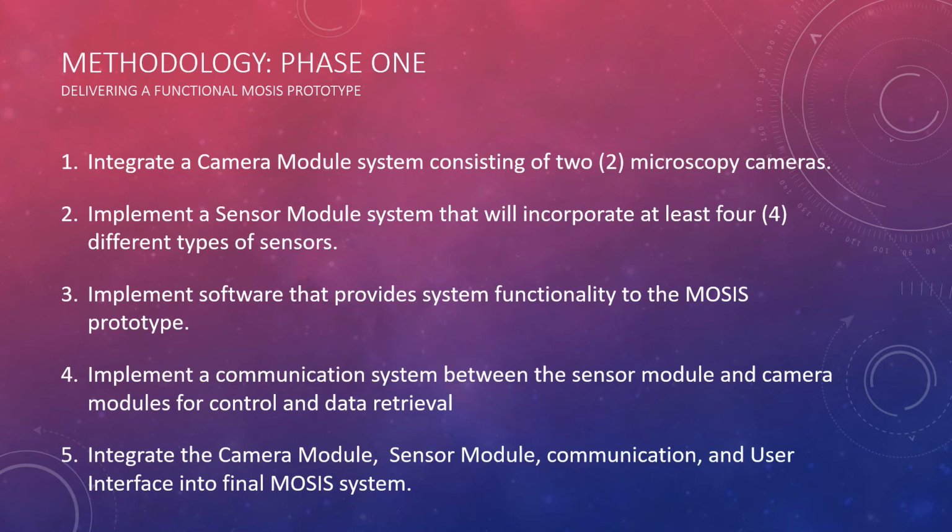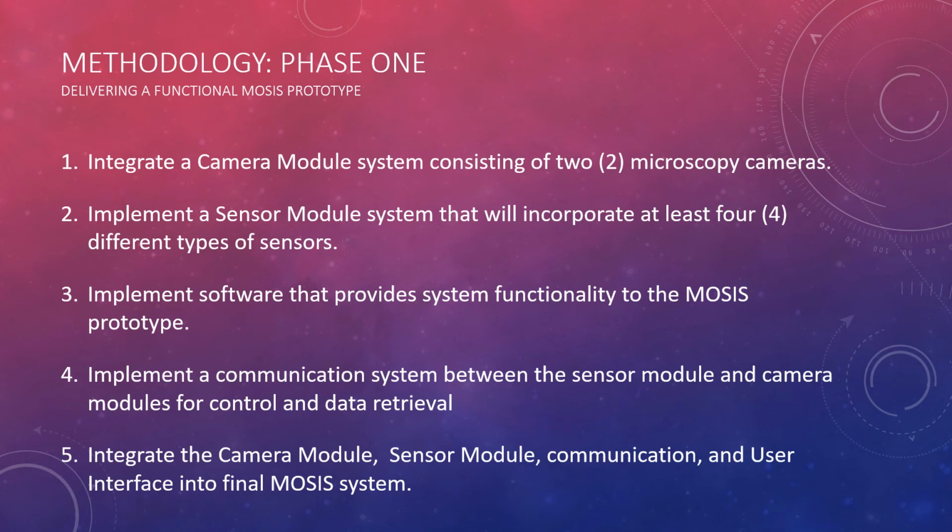The first phase of this project is aimed at completing the first sub-objective, the delivery of a functional MOSES prototype. First, we will integrate a camera module system consisting of 2 microscopic cameras and a LED light ring. The module will be developed around a Raspberry Pi 4 microcontroller. Second, we will implement a sensory module that incorporates a temperature, pressure, dissolved oxygen, and a pH sensor. This module will be developed around a Texas Instrument TIVA microcontroller.